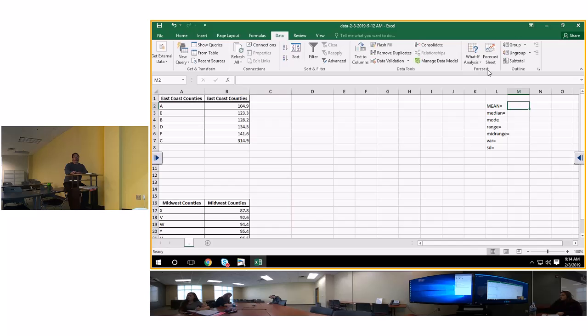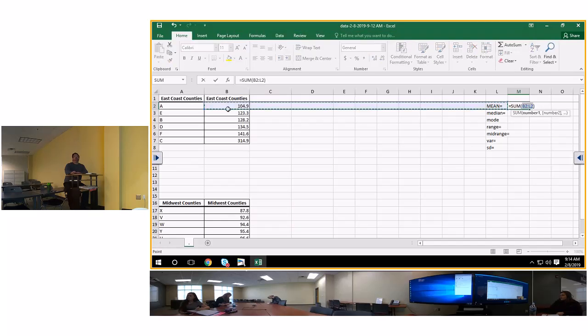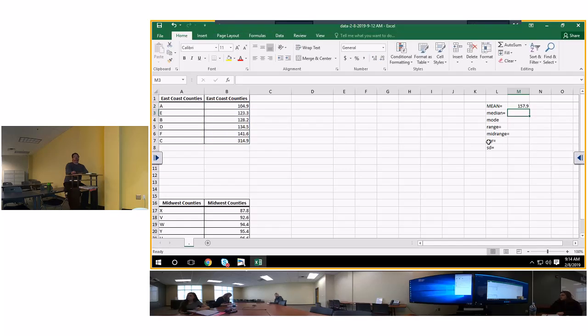Okay, mean, we're going to go ahead and do our summation of these numbers divided by how many numbers? 6? Yes, sir. And that's the mean. Median is going to be between those two numbers right there, which is equal to parentheses this number plus this number divided by 2.